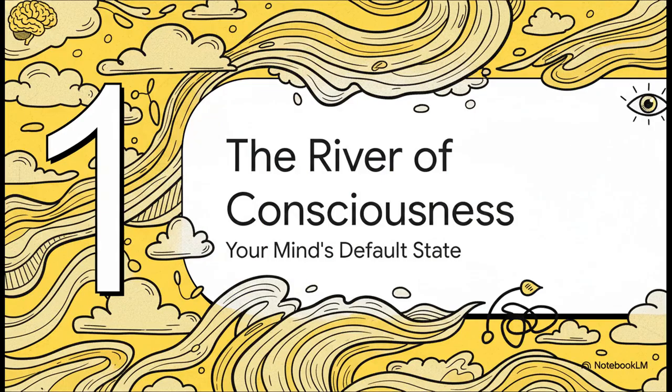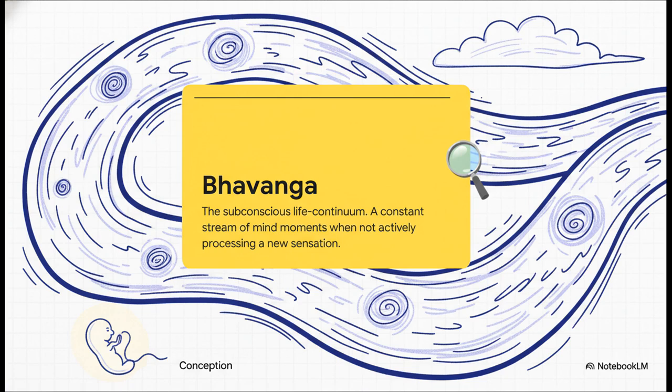So if the mind is always leaning on an object when it's actively thinking, what's it doing the rest of the time? When you're just sitting there, not really focused on anything. Well, it turns out your mind is never really off. It has a default state. And that default state is called bhavanga. You can translate it as the life continuum.